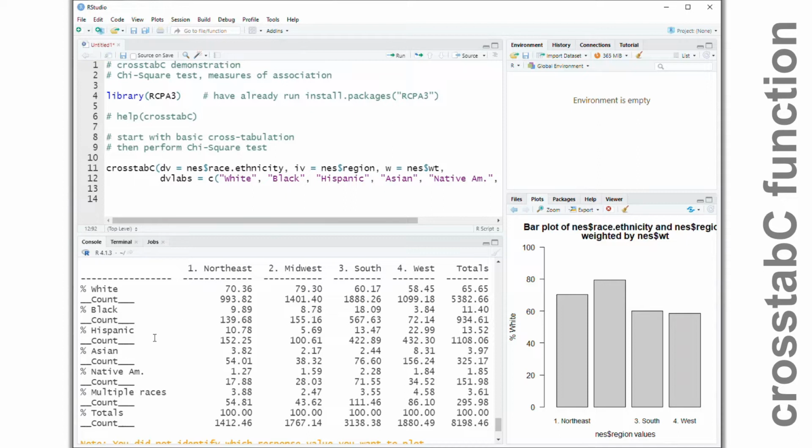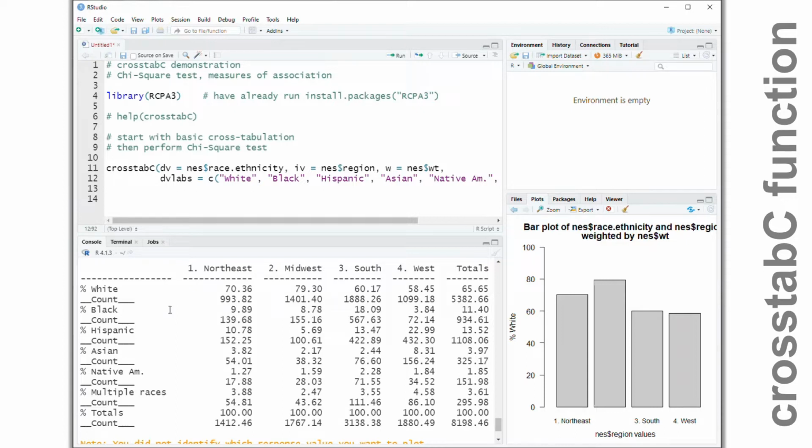So it's saying that we've got different race and ethnicity groups. The far right column shows the marginal distribution, so the overall distribution: 65% white, 11.4% black, 13.5% Hispanic, 3.9 or 4% Asian, 2% Native American, 4% multiple races. And we can see that across regions of the country, it varies somewhat from the total. I'm not going to go through all the rows.